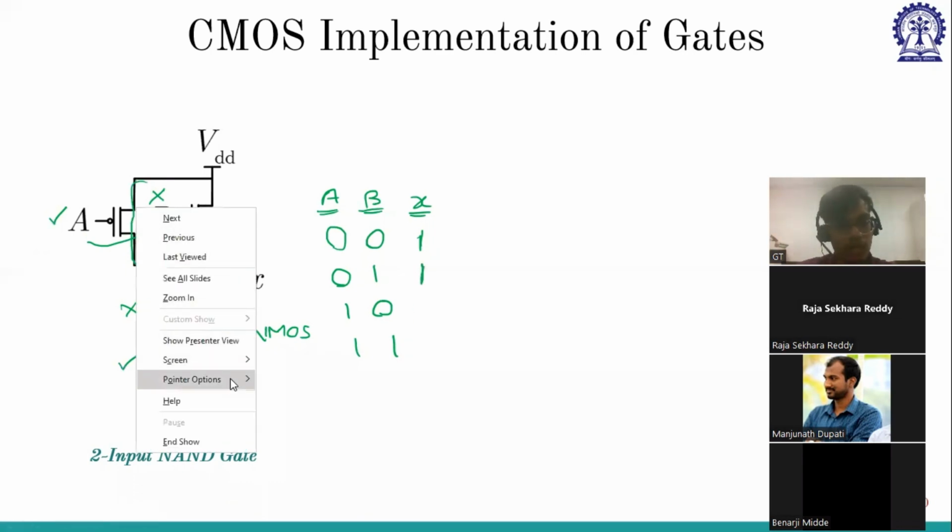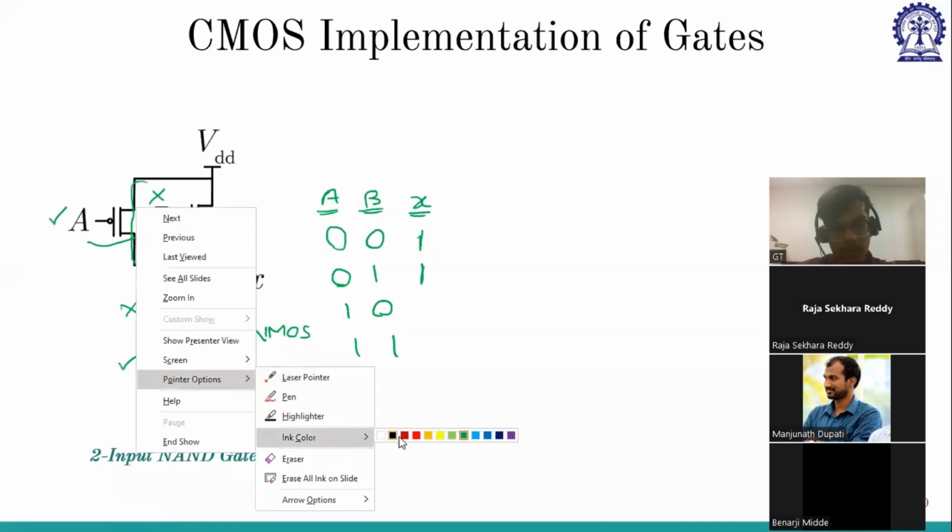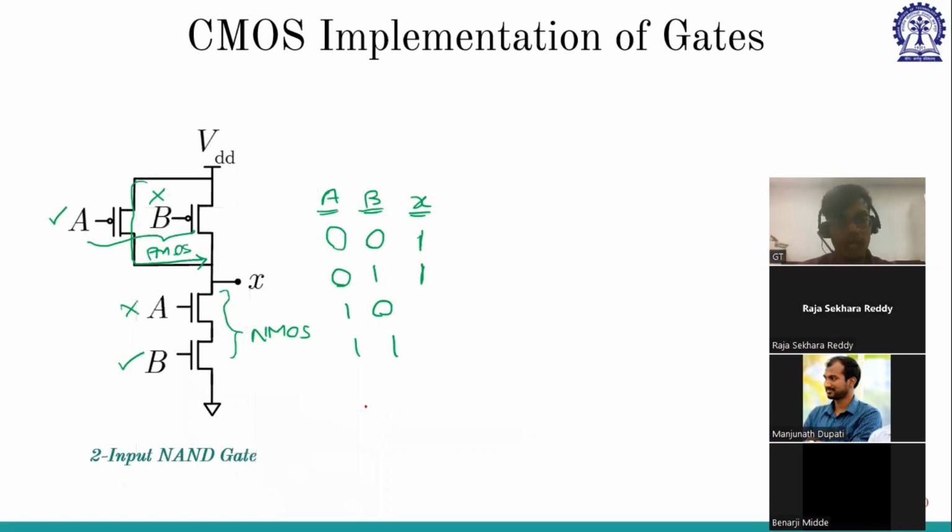Let me change the color. Now we are considering A to be 1. A is 1 means this will be off, and B is 0 means this will be on, so this will be on and this will be off. Again by means of this connection, X will be 1.